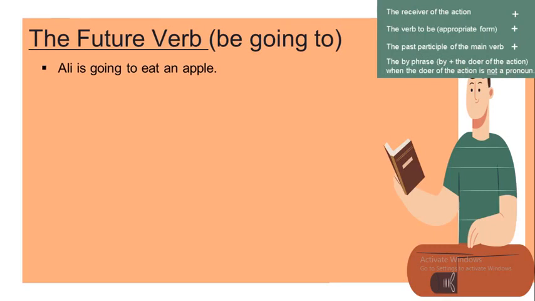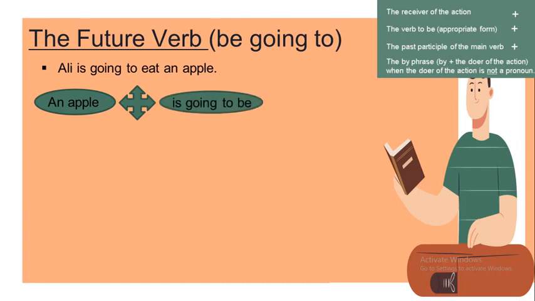What is Ali going to eat? An apple. And after that comes the verb to be. Now here we have is going to before the main verb, which is eat, and we have to include it in the passive voice. So the verb to be will be is going to be plus the main verb in the past participle, which is eaten, and the by phrase by Ali.